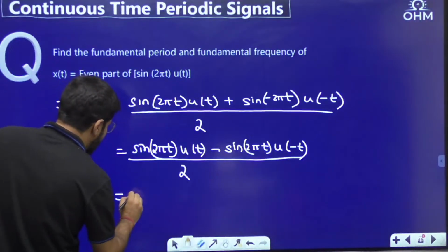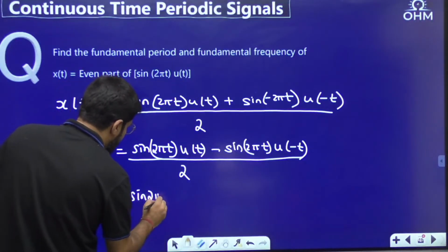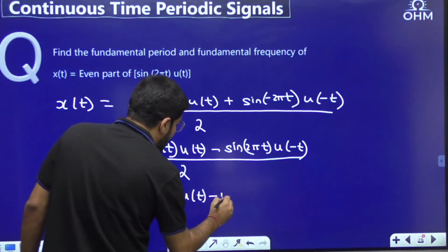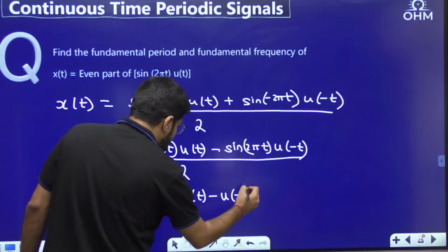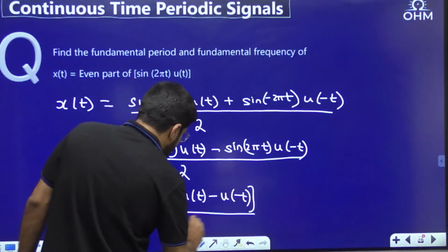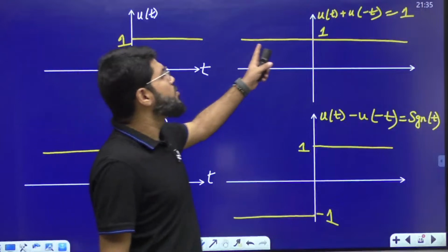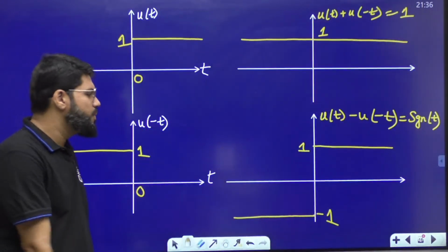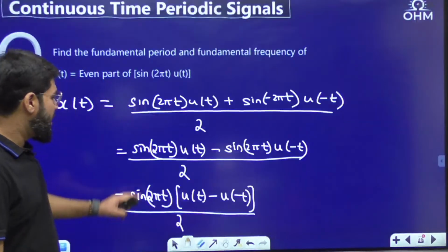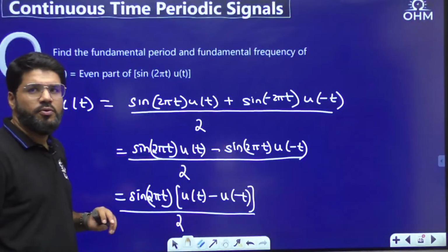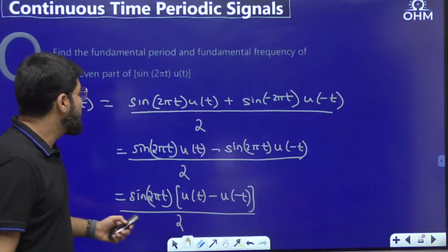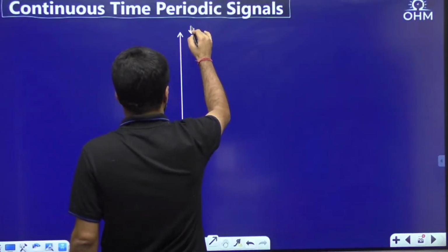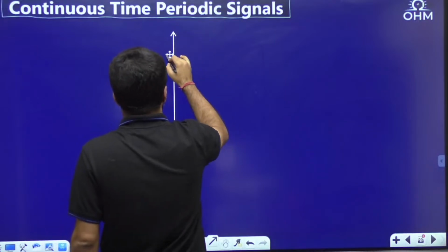Once again I can take the sin 2 pi t common, and then I am left with u(t) minus u(-t), divided by 2. Now u(t) plus u(-t) was a fixed value 1. But u(t) minus u(-t) does not have a fixed value, it has to be broken down and seen. Let me break this graph and draw it for you. Let us draw sin 2 pi t u(t). What is this graph actually?